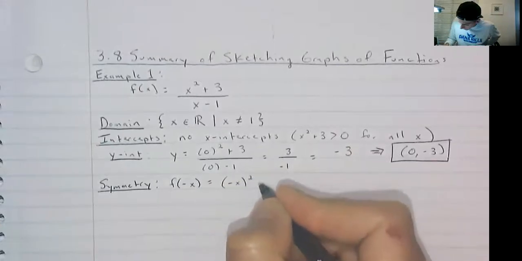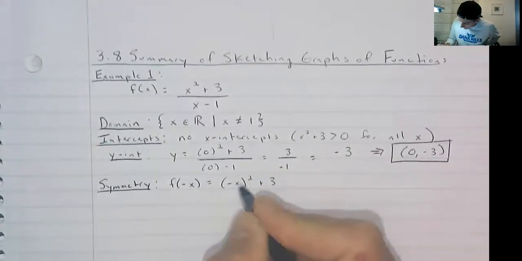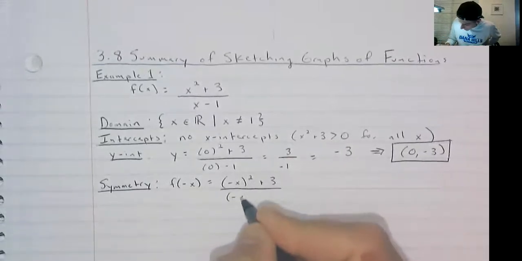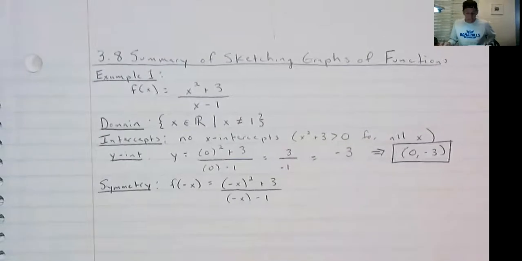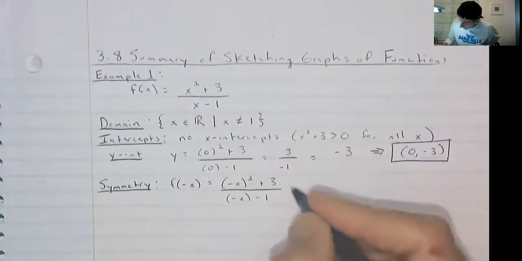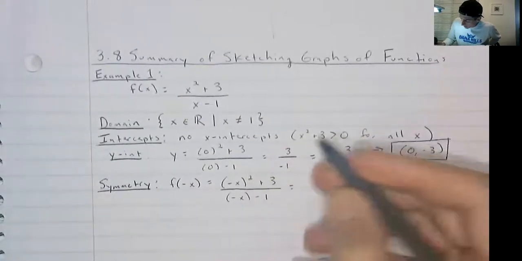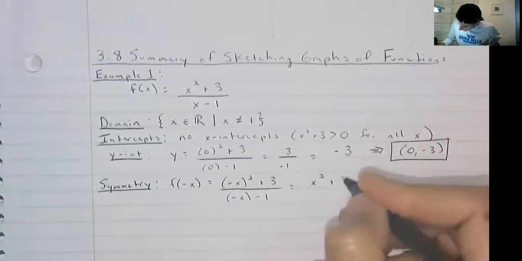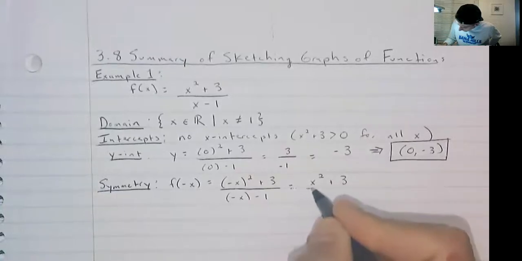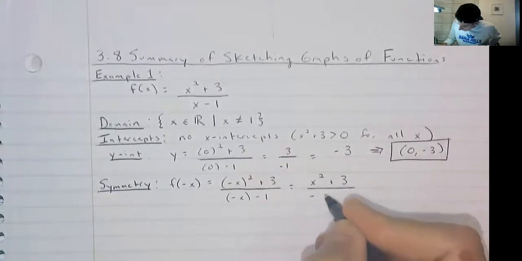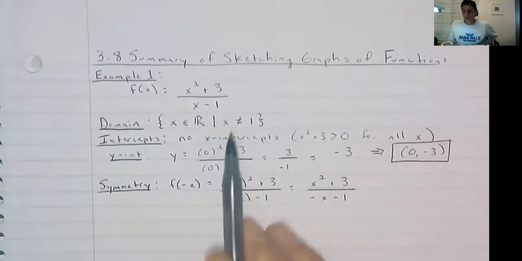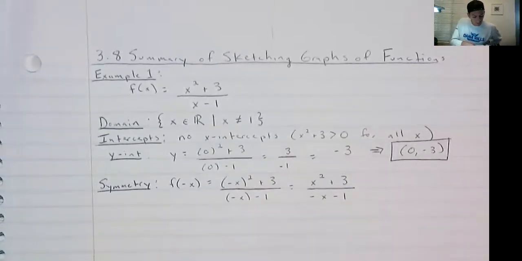Negative x squared plus 3. That's looking good. Down here, though, we have a negative x minus 1, and then feels less good now. The top, certainly, we square this negative x, and we get x squared plus 3. On the bottom, though, negative x minus 1 is not the same as x minus 1, and so there is no symmetry about the y-axis.